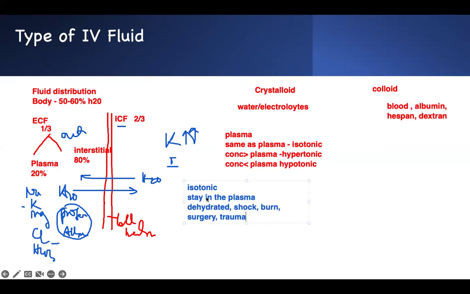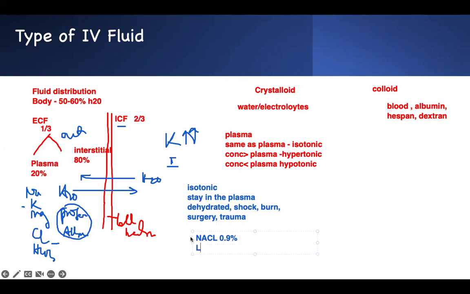Isotonic means the same concentration as the plasma. Think about plasma as having 1% concentration. A good example is sodium chloride, right? This is one. This is 0.9% sodium chloride. This is an isotonic fluid and is unbalanced because of the concentration involved. So this is isotonic because it almost has the same concentration as plasma.